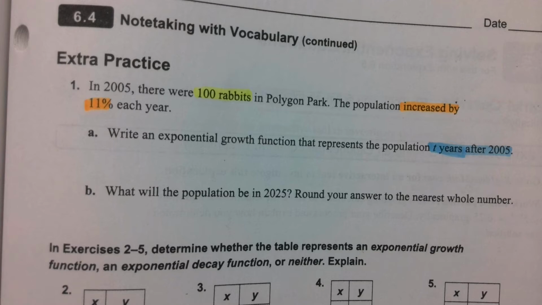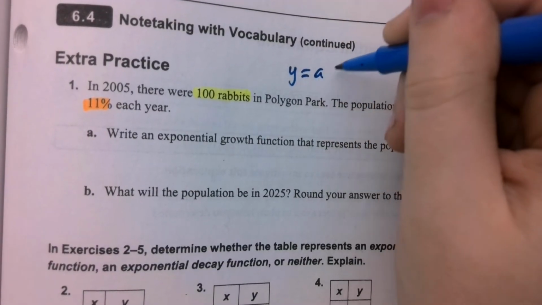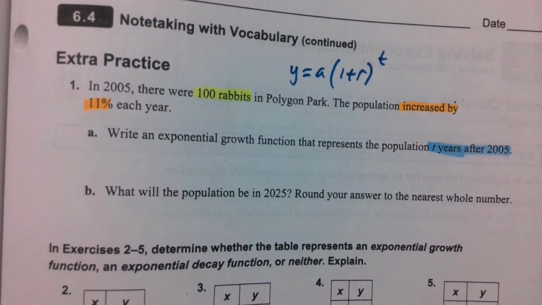Did you try it? Let's take a look together. We are going to want to use our exponential growth formula, y equals a times 1 plus r to the t power, in some variation for this problem. We can tell it's growth because of the word increased.